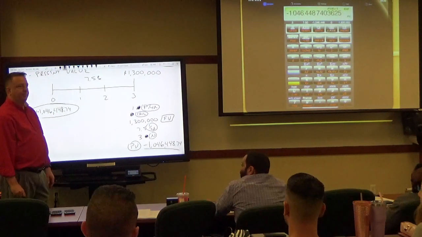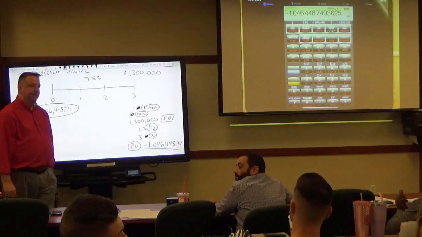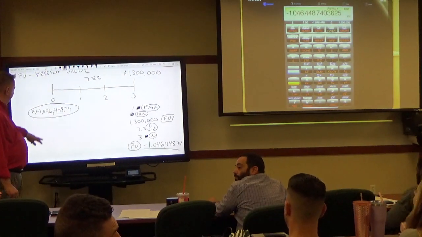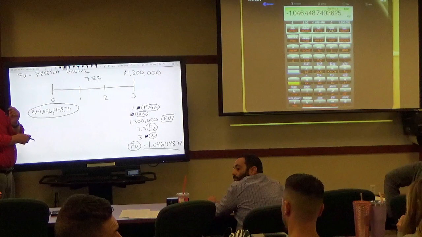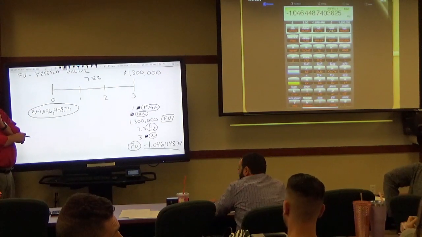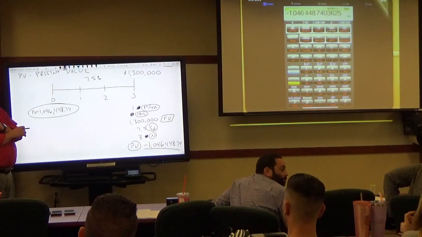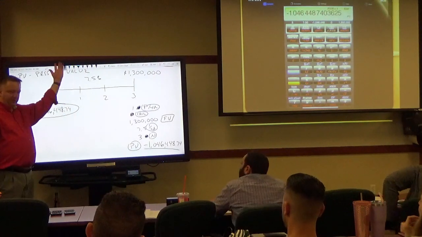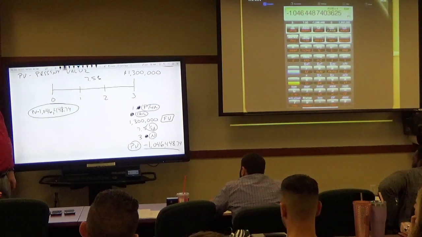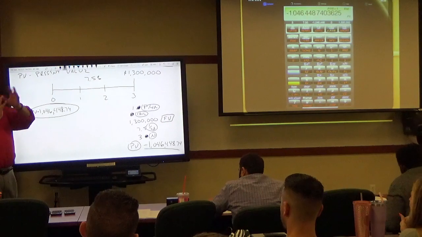Or you could say, if you had 1,046,000 and you needed 1,300,000 in 3 years, what rate do I need to get? You would need to invest at 7.5%. So there are a lot of different ways to approach it.